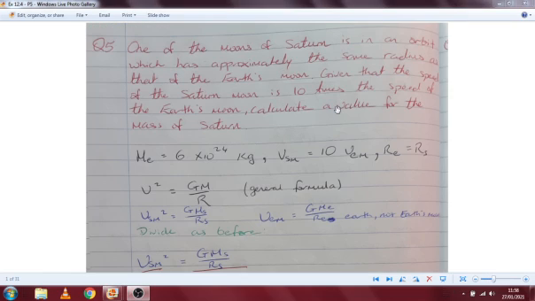On to our next question, question 5. One of the moons of Saturn is in orbit which has approximately the same radius as that of Earth's moon. Given that the speed of the Saturn moon is 10 times the speed of the Earth's moon, calculate a value for the mass of Saturn.